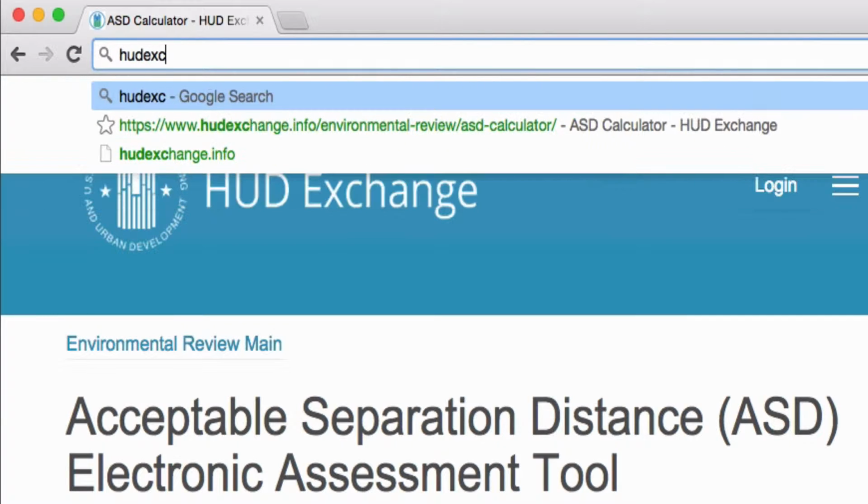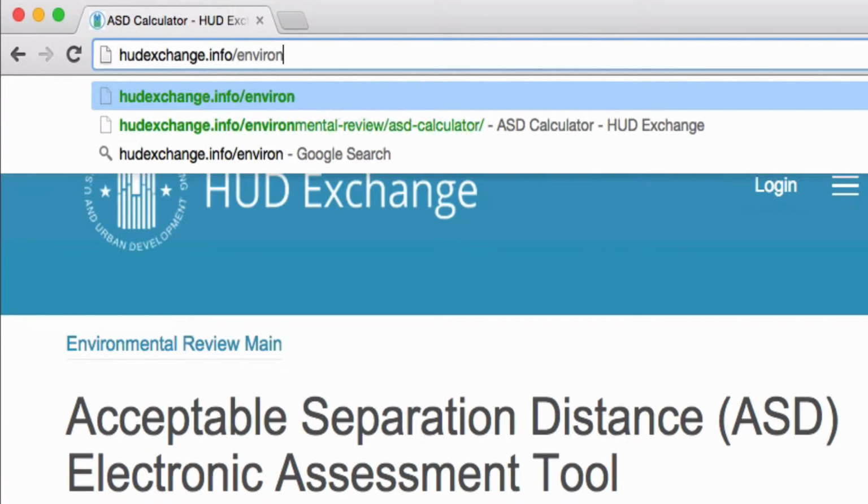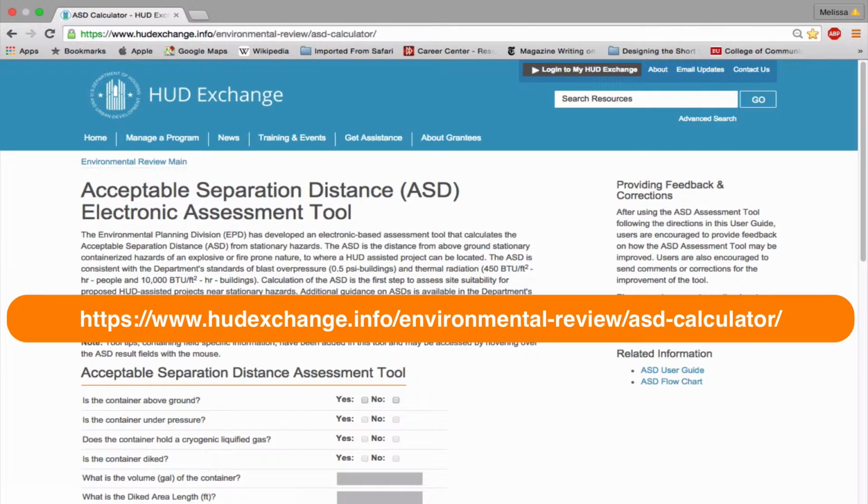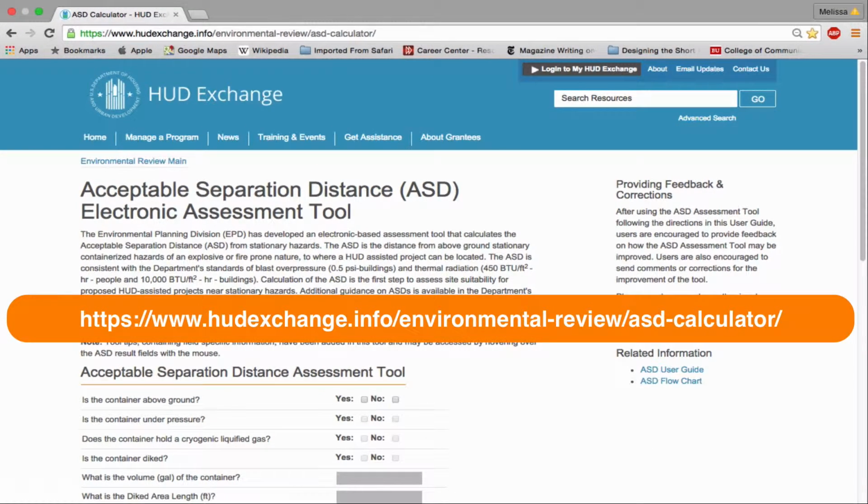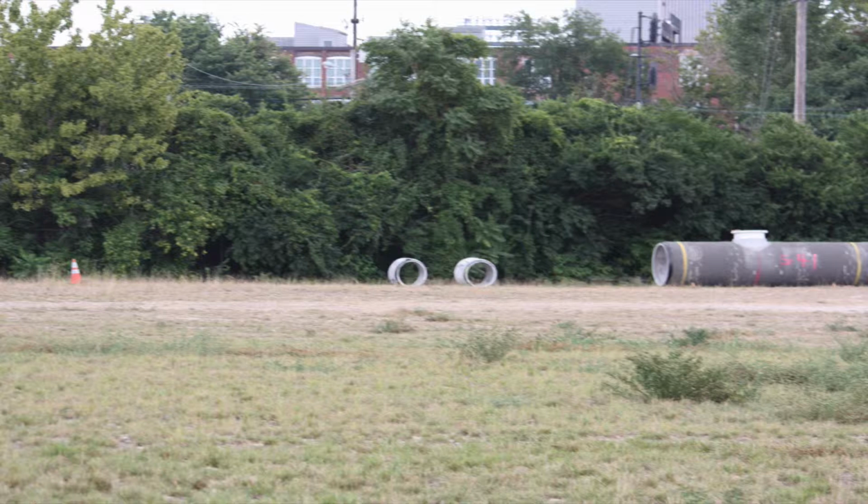Let's start with where to go on HUD Exchange to calculate acceptable separation distances. https://www.hudexchange.info/environmental-review/ASD-calculator/. Let's use an example.